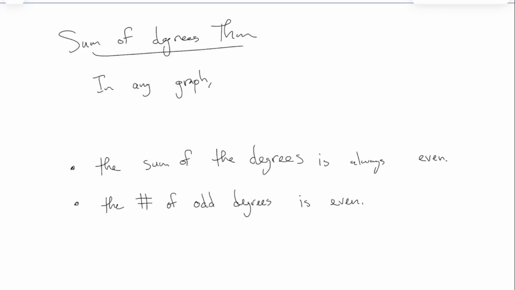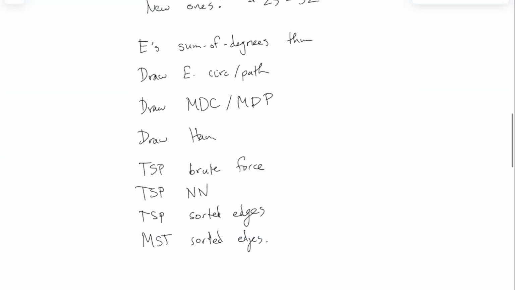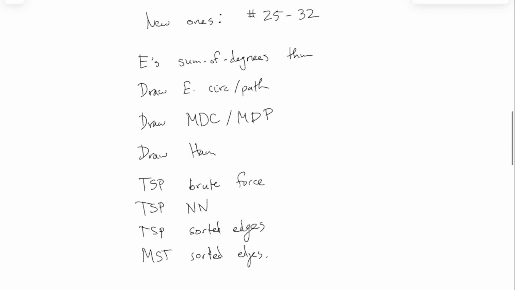Any other questions about any of these topics? I hope that everybody at least remembers what these things are. What's the MDC and MDP again? Minimum duplication circuit and minimum duplication path. That's the one where you double up some of the edges in order to make all the degrees even, or all except 2. We have about 20 minutes left.